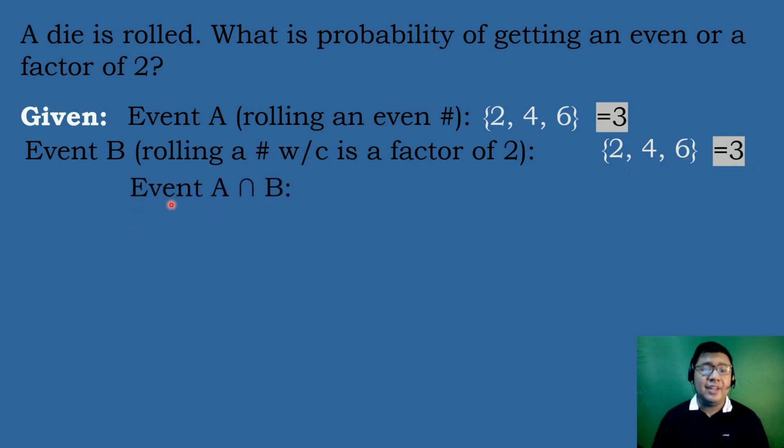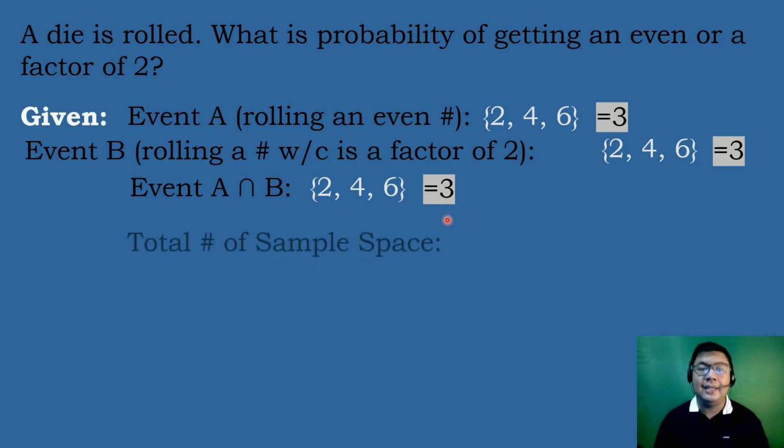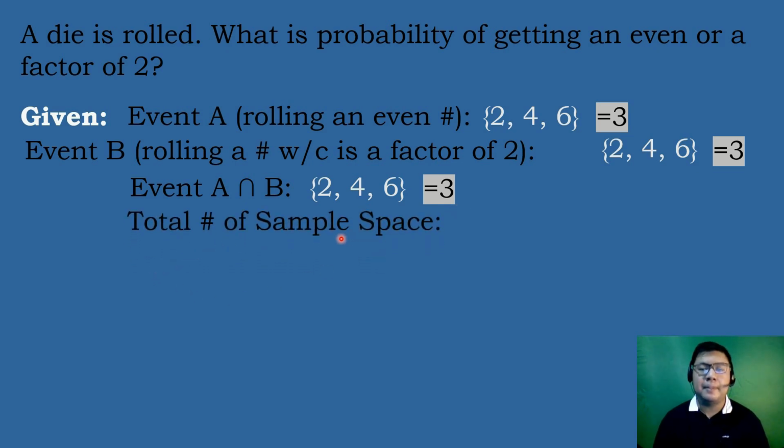And then event A intersection B, so these are the numbers that occurred on both events, event A and event B. So we have 2, 4, and 6. All these numbers occurred on both events. So event A intersection B is also equal to 3. And then the total number of sample space. A die is rolled, so there are 6 numbers in a die. So that is equal to 6.